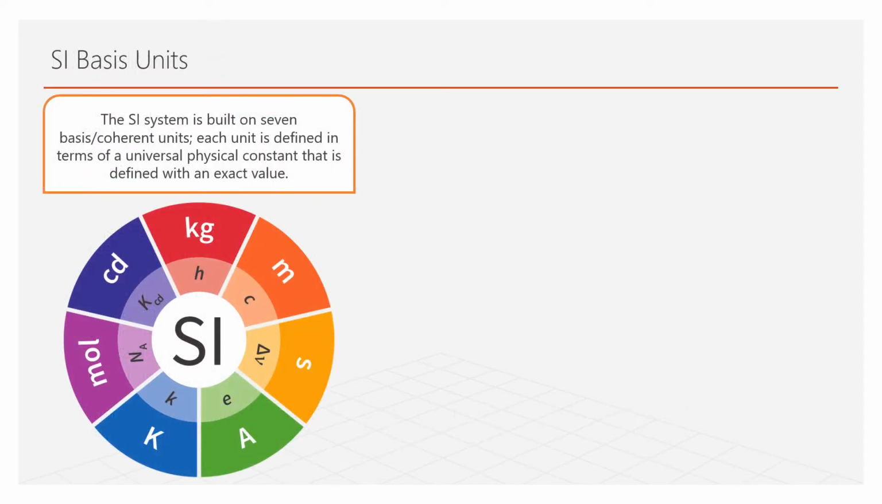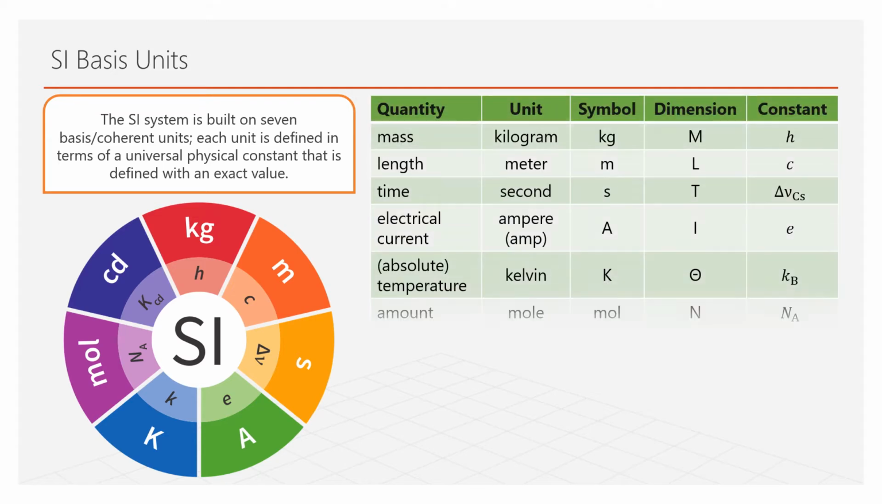Let's now review the SI base units. The SI system is built on 7 bases, also known as coherent units. Each unit is defined in terms of a universal physical constant that is defined with an exact value. Below is the SI logo, which showcases those 7 units.